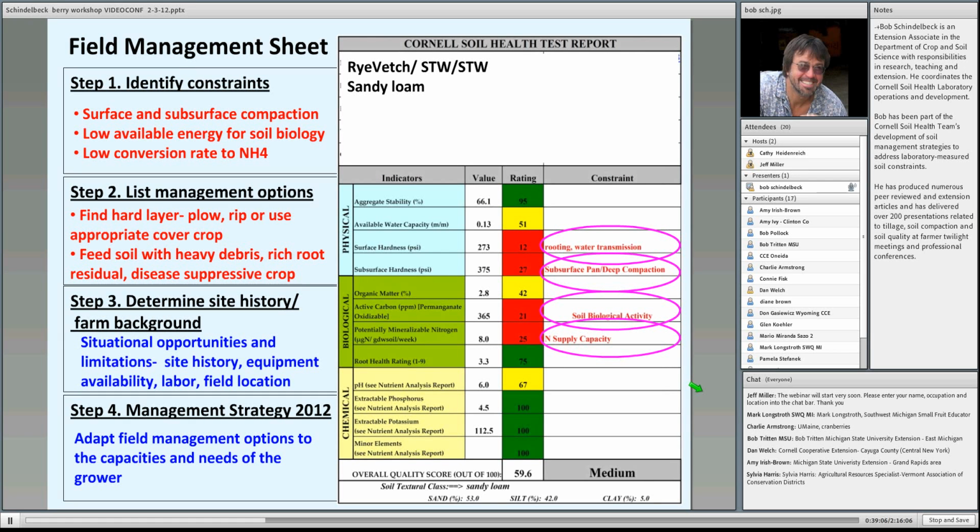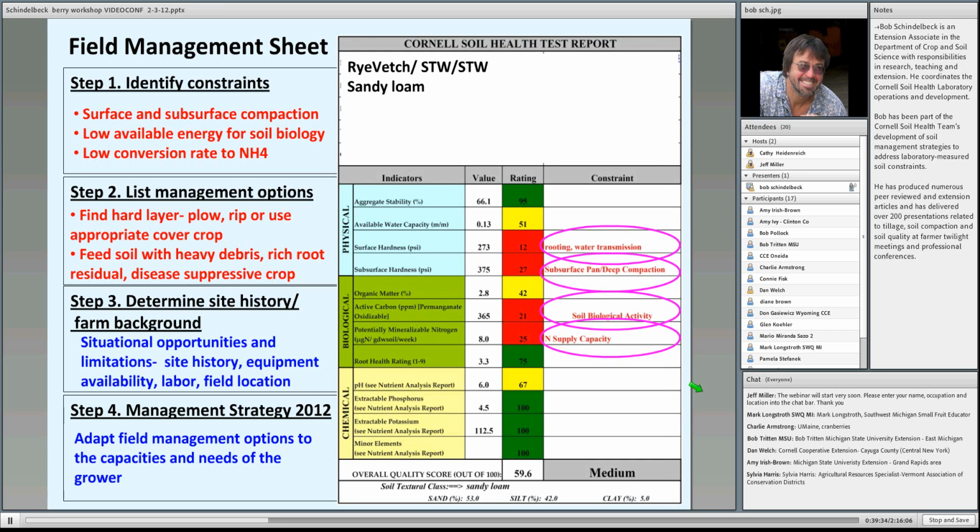And down in the biological realm, we see we've got a decent amount of total organic matter, 2.8% for a sandy loam. That's not bad. But our active carbon, our fresh organic material, and the rate of mineralization of nitrogen, so this breakdown of organic material into available nutrients and fresh material, that rate is also slow.